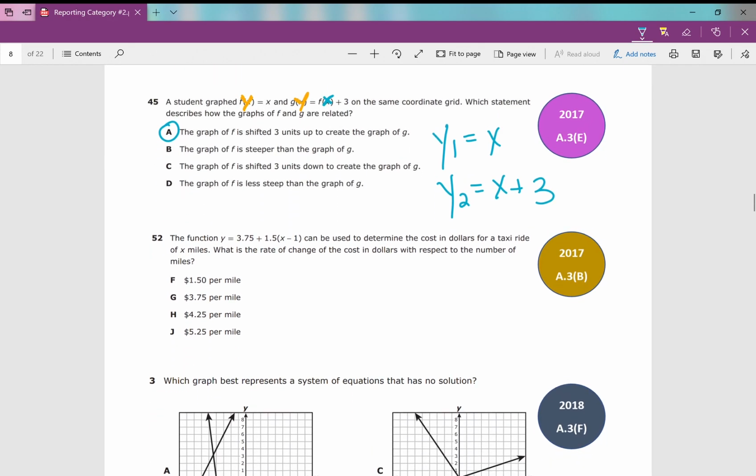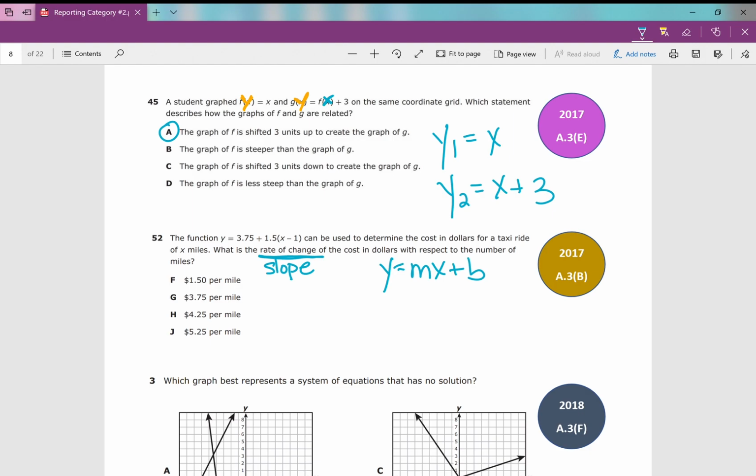Okay, number 52. The function y equals 3.75 plus 1.5 times x minus 1 can be used to determine the cost in dollars for a taxi ride of x miles. What is the rate of change, slope, of the cost in dollars with respect to the number of miles? Okay, I really like y equals mx plus b. So what we're going to do is convert this to slope-intercept form.